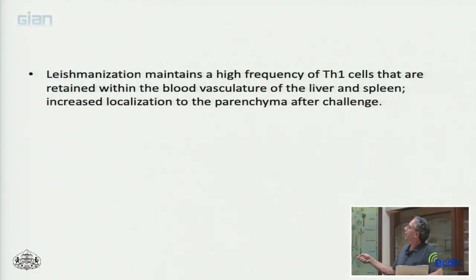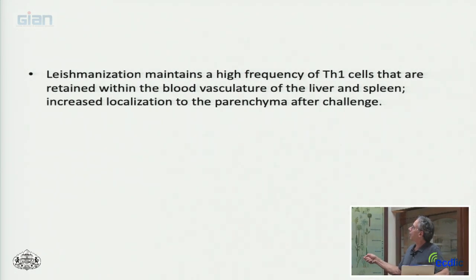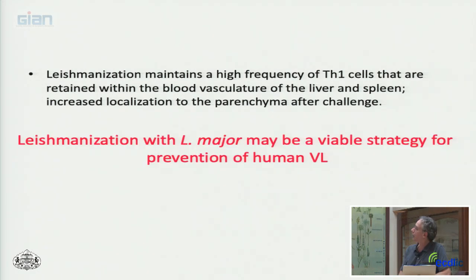This wasn't so surprising. It was already known that they share a huge number of antigens, both promastigotes and amastigotes. The Leishmanization with L major maintained a high frequency of Th1 cells that were retained in the blood vasculature of the liver and the spleen. So they were well poised to get into the tissue and localize into the parenchyma tissue after the challenge. So Leishmanization with L major may be a viable strategy for prevention of human VL.